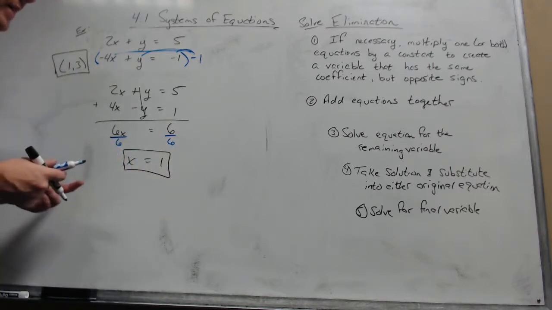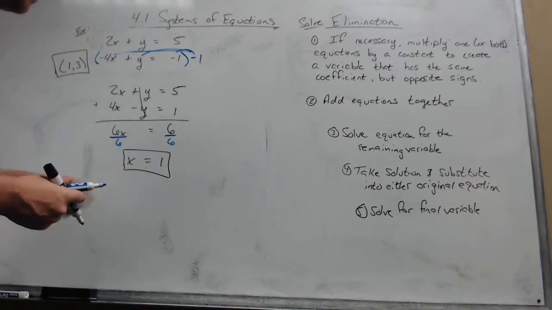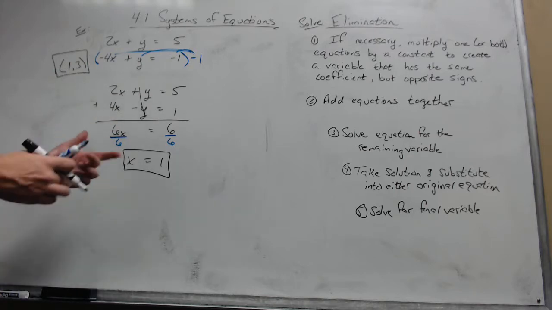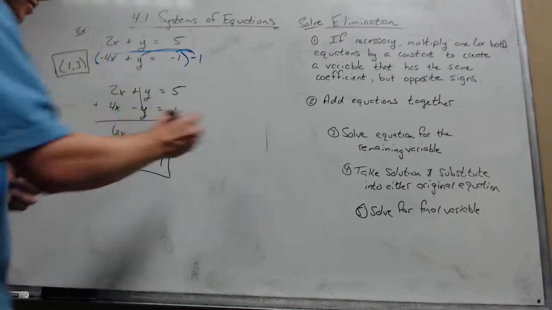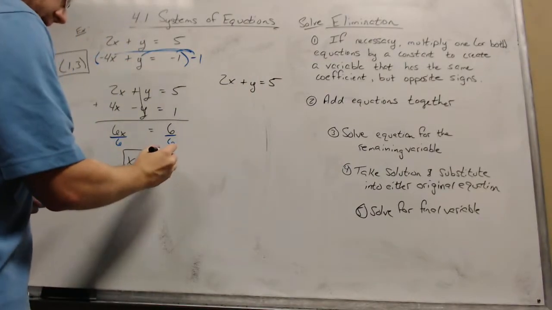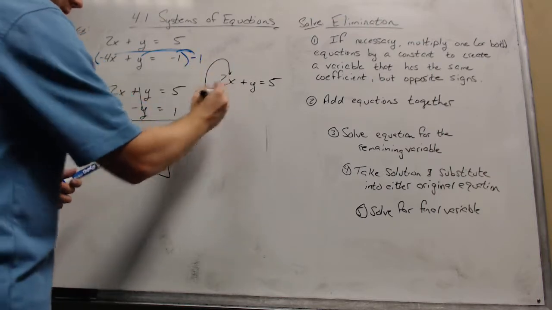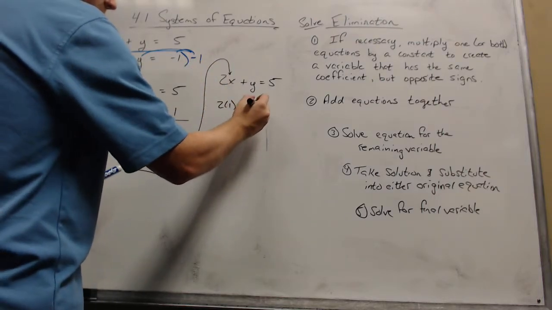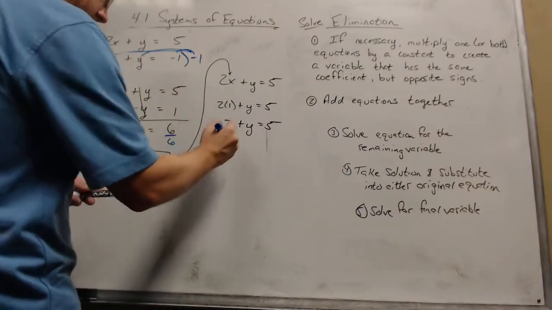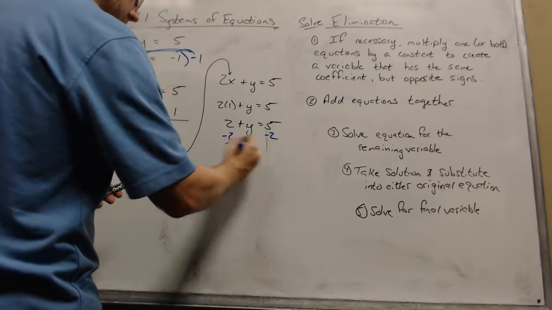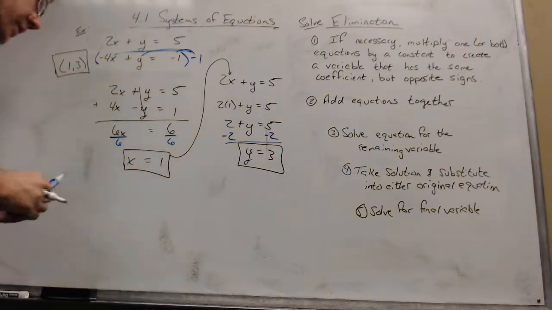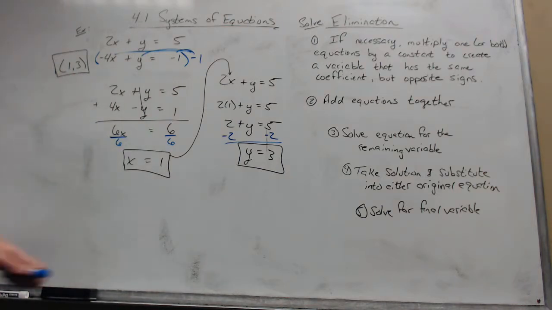So it doesn't matter which variable you choose to eliminate first, we should still get the correct value for the variable that's remaining. Play the same game, go back up to either original equation. We can say 2x plus y equals 5. Take my x value now and substitute it in for x. 2 plus y equals 5. Add a negative 2 to both sides. We get the corresponding y value.